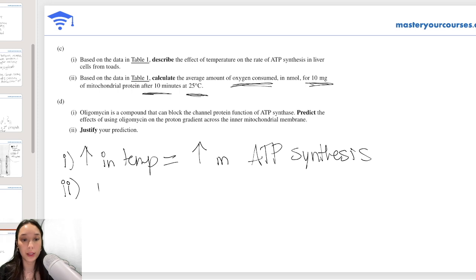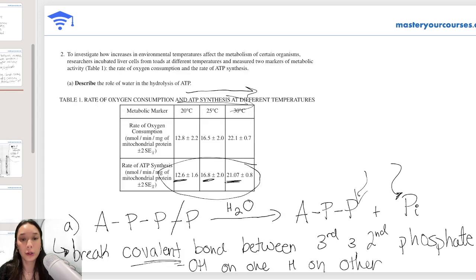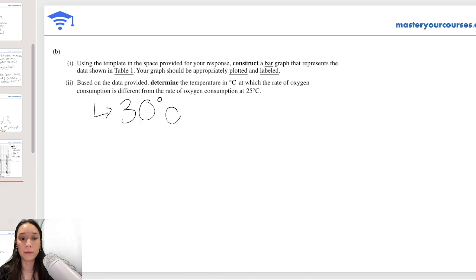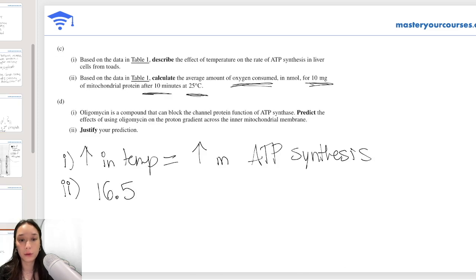Okay, so you've got 16.5. They're looking for average amount, so you don't really need to consider the standard error for this one. So I'm just going to leave that out. I'm pretty sure you can just ignore the standard error for this. Nanomoles per min per milligram.